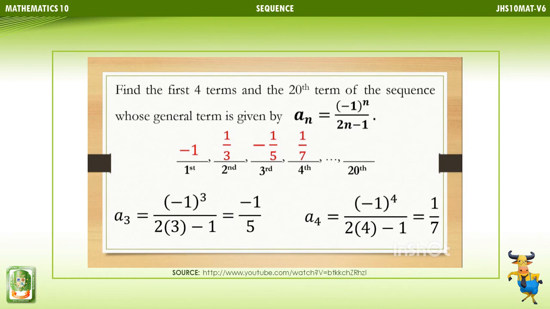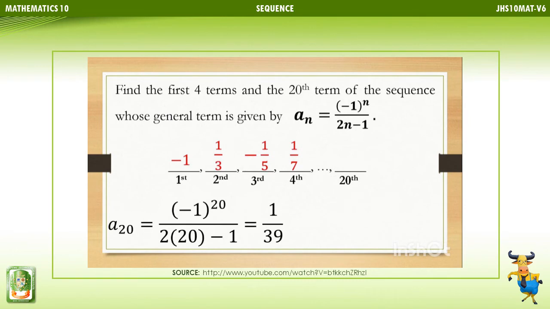Now, let's find out the 20th term. Okay. So, for the 20th term, we will substitute 20. So, negative 1 raised to 20, since 20 is an even number, therefore, the product is positive 1. And then 2 times 20, that is 40, minus 1, it's 39. So, the 20th term is 1 over 39.